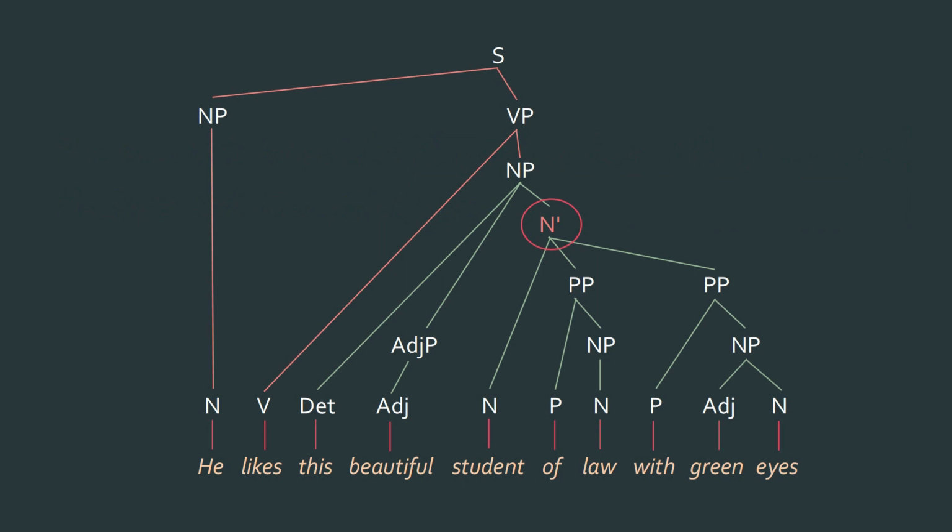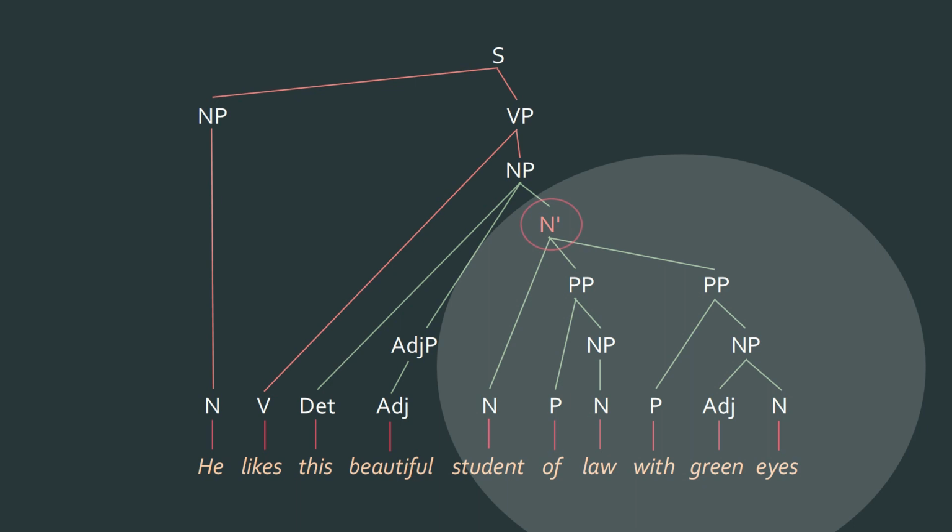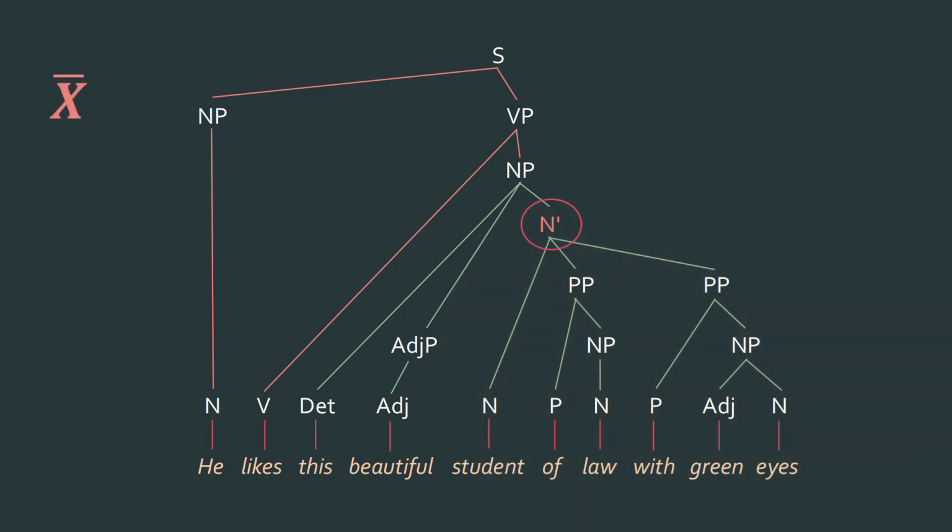The new syntactic structure tree will look like this, after adding a new intermediate node and assigning the label N-bar to it. Moreover, the new node N-bar contains only our new constituent, student of law with green eyes. The original bar was an overbar or overline drawn above the text, and it looked like this. But because it is difficult to type, this is often typed as this.